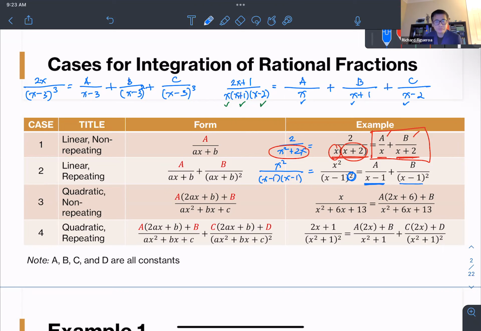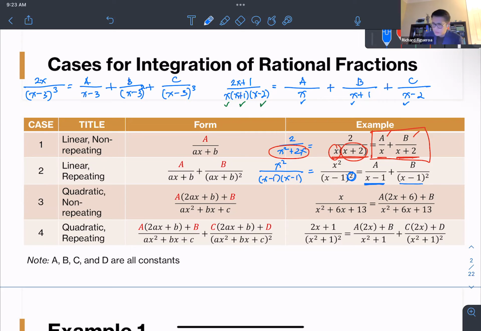Question? So very good so far. So the next one will be case 3. Sir, is it repeating if it has a cube? Yes.